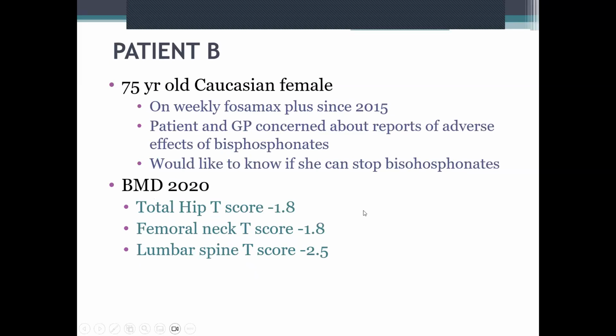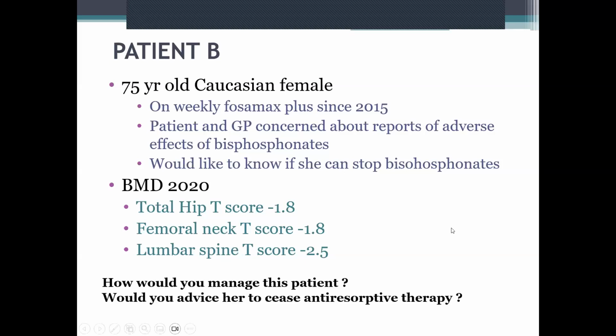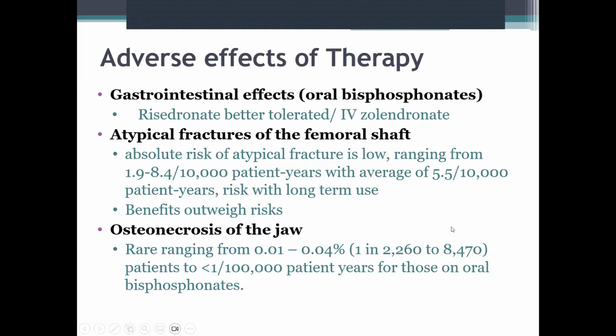But she has been on treatment for many years now. So in 2020, this was her bone mineral density. So still in the osteoporotic range, but the question is about side effects of bisphosphonates. So do we cease therapy? The bone mineral density or the T-score seems to have improved, but would we consider ceasing therapy for this patient who's been on treatment since 2015? So we'll come to that in a moment.